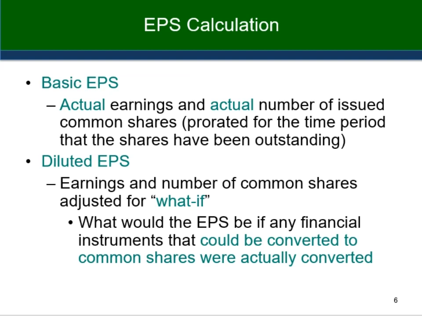And then we also calculate diluted earnings per share in the case of a complex capital structure. So basically we're saying, what if all those potentially dilutive securities were issued, what's the minimum that I can lay claim to as a common shareholder? If all of the financial instruments that could be converted were actually converted, how much does that leave me with?